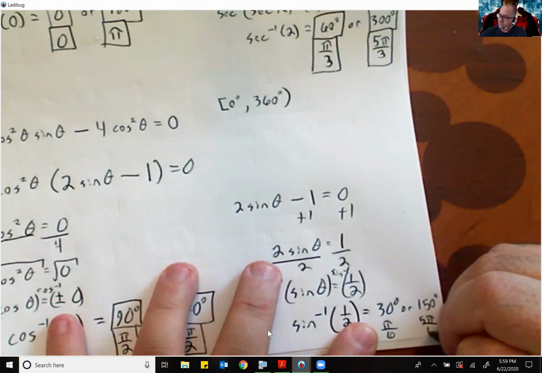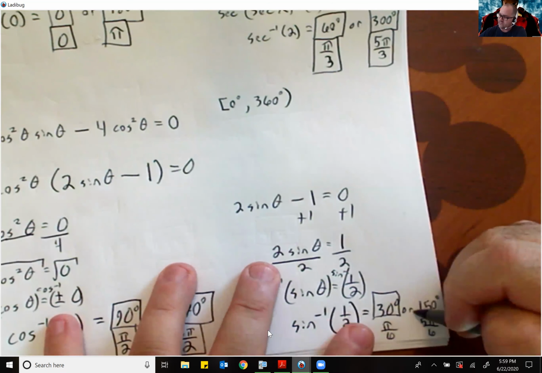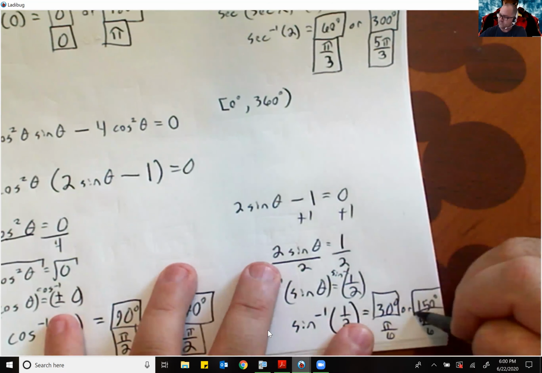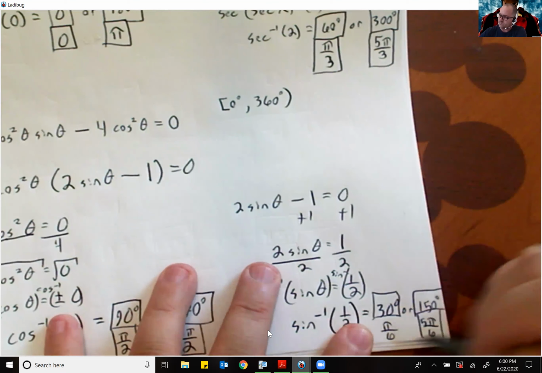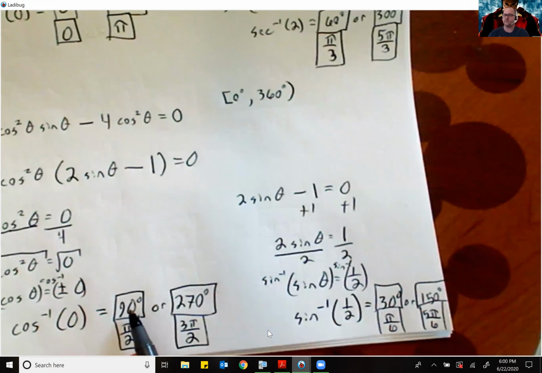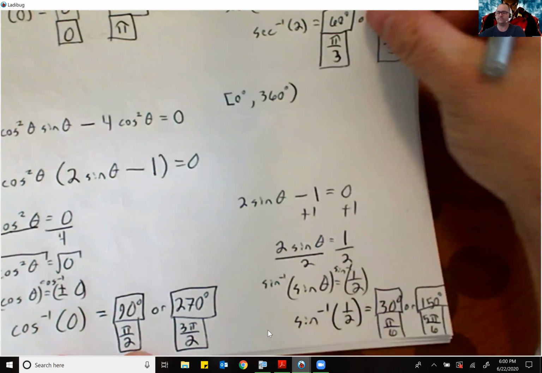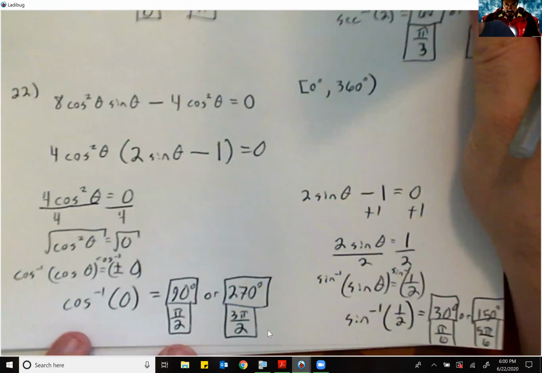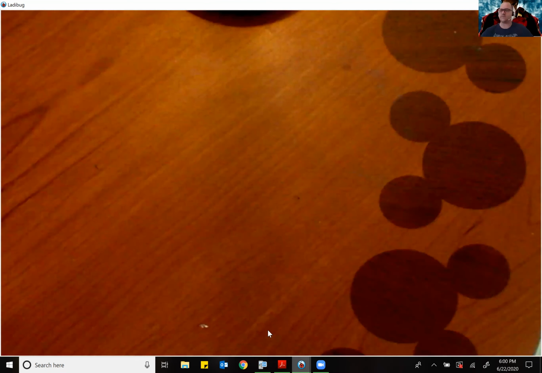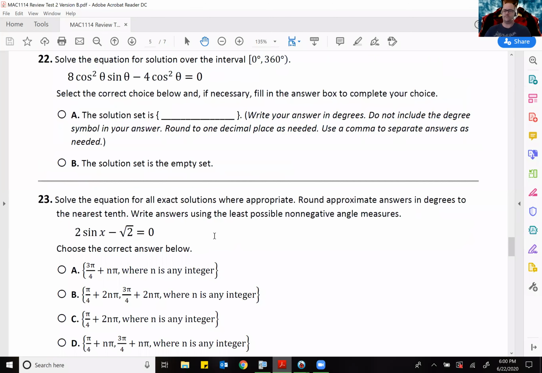And there you go. There are the degrees. 30 degrees, 150 degrees. And again, down below, there's the radian answer as well. So 90 degrees, 270 degrees, 30 degrees, 150 degrees. There's your answer. So again, we're not doing anything crazy here when it comes to the solving. It's all straightforward, I promise you. So that was number 22, almost done.